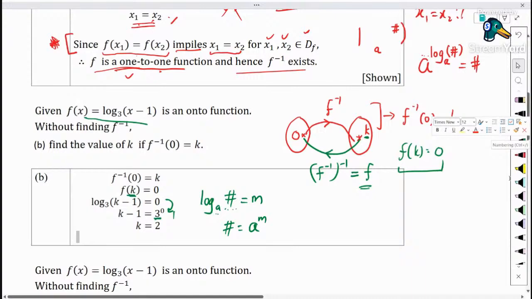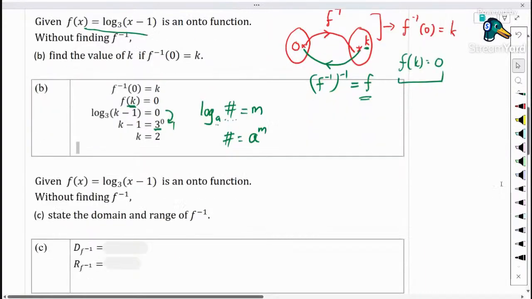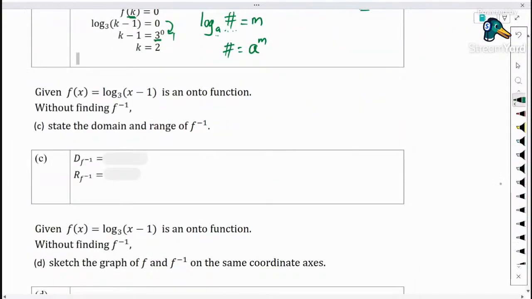Then go on, part C. Still, without finding the inverse, how can I get the domain and range for f inverse? I don't even know how it looks. How do I know the domain and range? Of course, some of you may say that you can cheat, calculate the inverse somewhere else, then state the answer. But that is not the purpose of this question. The purpose is to test your understanding that if you want the domain of the inverse, you can always get it from the range of f.